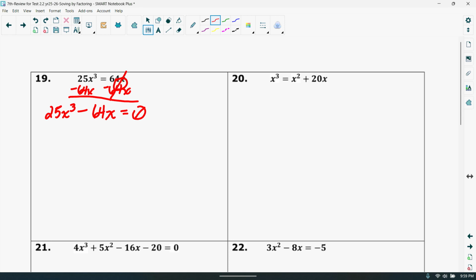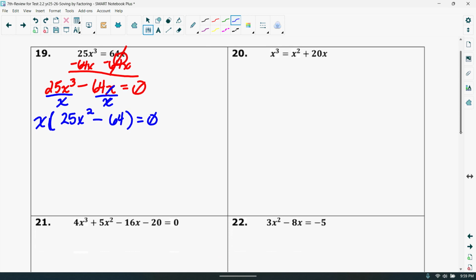All right, so now we're going to solve by factoring. And here we have a GCF. Always check for that first, and that is this x that they have in common. So this would be simplified to 25x squared minus 64, and that's now equal to 0.